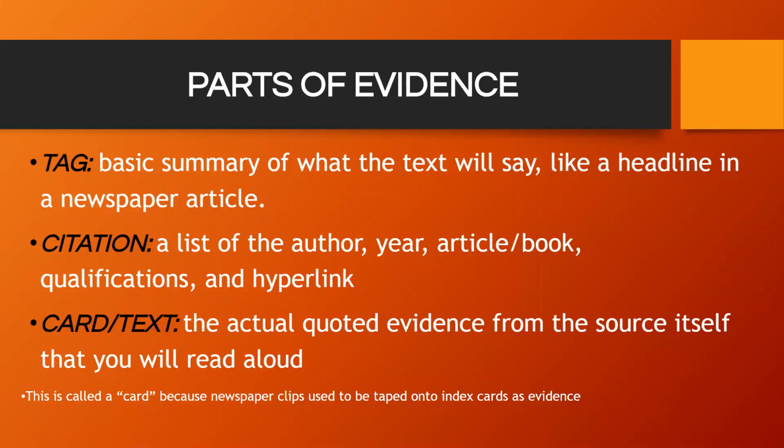Right under there is the citation, a list of the author, the year, article or book, qualification, and the link to the website. That long thing right under the title next to the author's name is called a citation. You should always have that because you can get called out for plagiarism, which can get you in a lot of trouble. Then the card text is the actual evidence from the source itself that you will read out loud. That's what we call cutting cards when we're making that type of evidence.